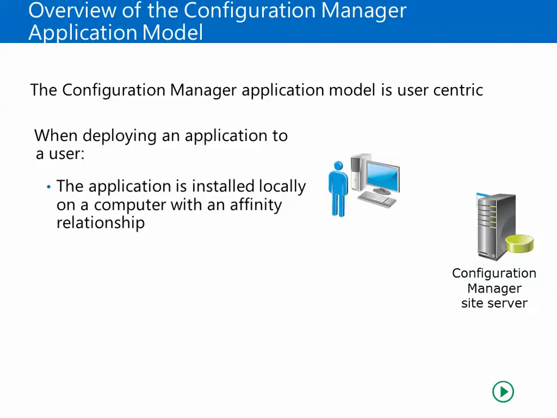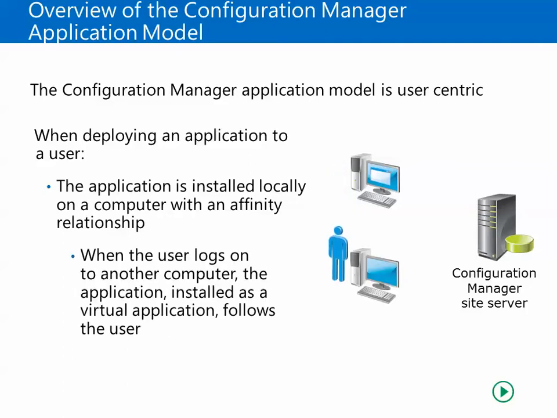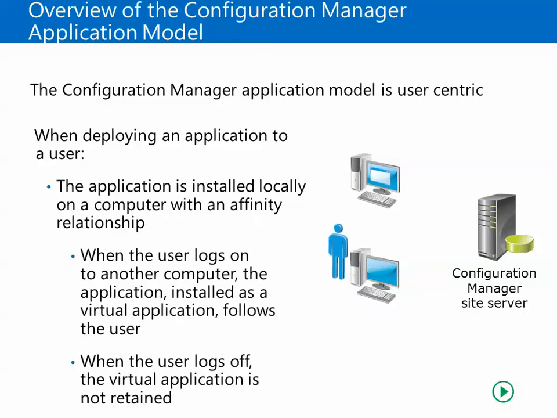Just observe here. The application is installed locally on a computer with an affinity relationship. So that application is only for this user. Now when the user logs into another computer, the same application will come as a virtual application. Again it will not install in that machine. It will come as a virtual application. So when the user logs off, the virtual application is not retained. If any other user comes and tries to log in, that application will not be available. User based. That is what we say, the application model is user centric.